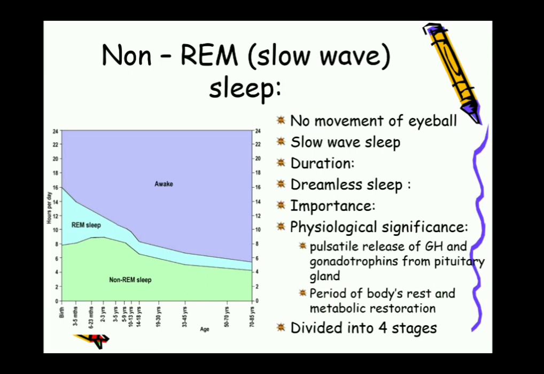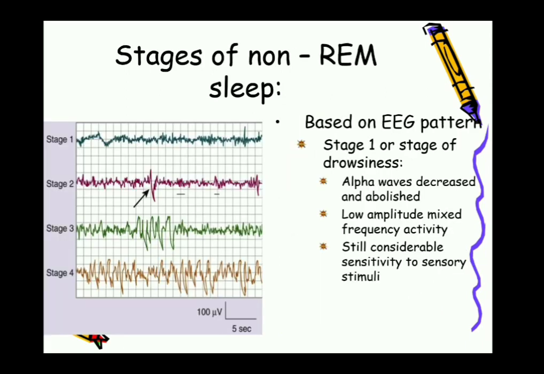Physiological significance of slow wave sleep. During slow wave sleep, there is pulsatile release of growth hormone as well as gonadotropin from the pituitary. Another physiological significance is that slow wave sleep is a period of rest and metabolic restoration. This slow wave or NREM sleep is further divided into 4 stages: stage 1, 2, 3 and 4. These stages are according to EEG pattern.